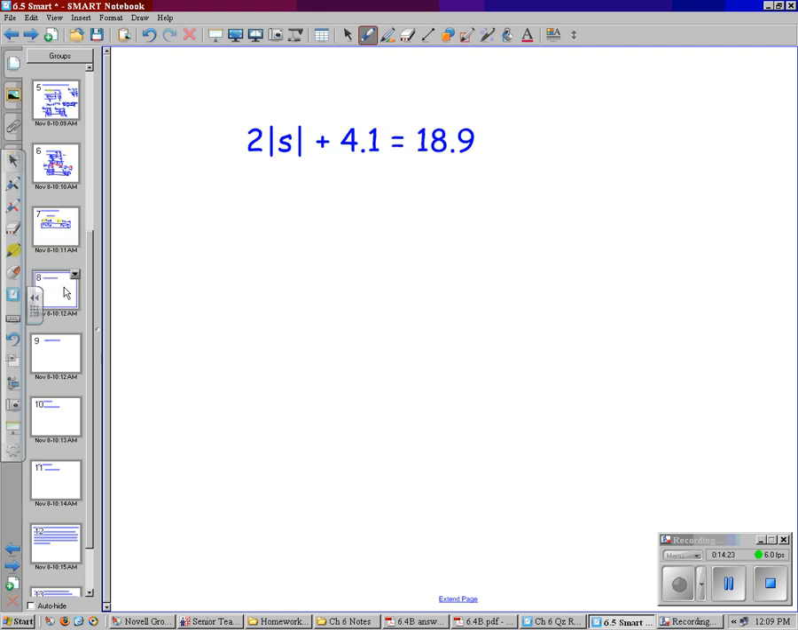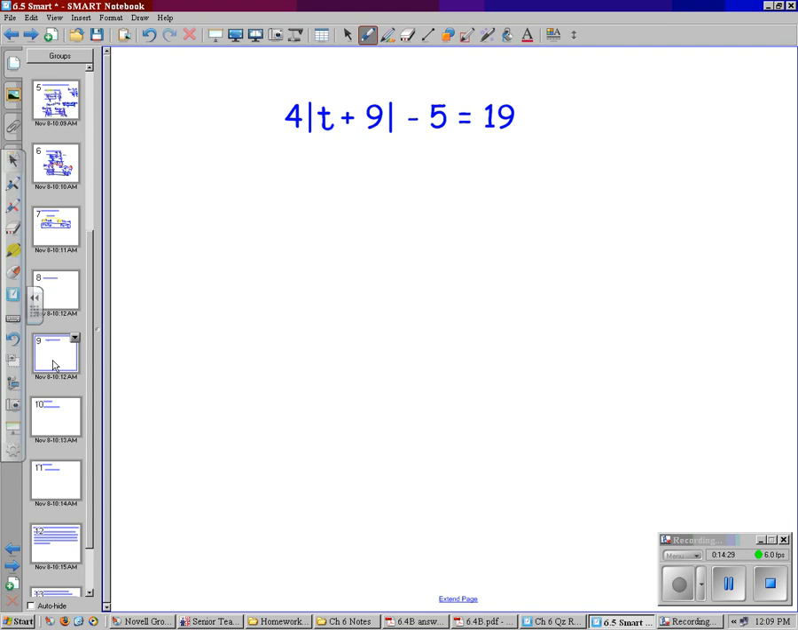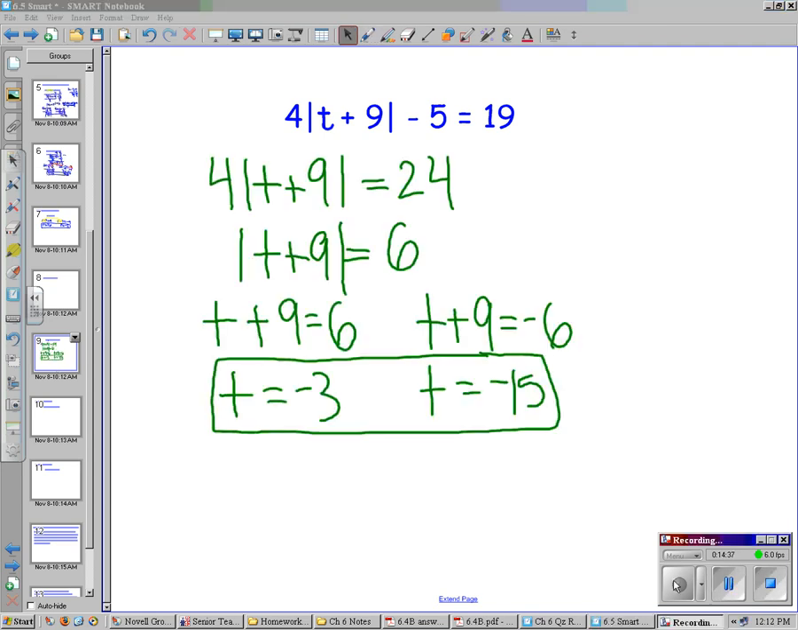Okay. Let's make it, just a second. I like this one better. Let's go to this one. 4 times the quantity, t plus 9. And then that minus 5 equals 19. This is a good one for you to do. We have the absolute value of t plus 9 is equal to 6 once we get rid of that negative 5 and that 4 there. And we come up with t is equal to a negative 3 and a negative 15. Those 2 answers are correct. And the work is correct for everybody on both the smartboard and the whiteboard. Any questions there at this point? All right.